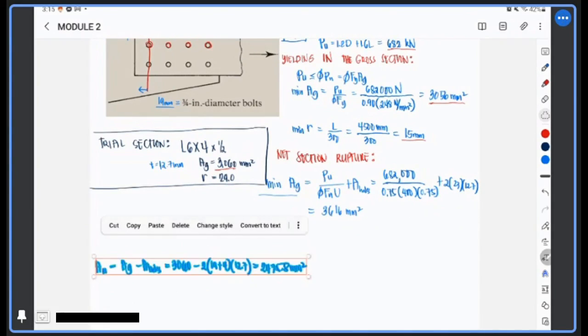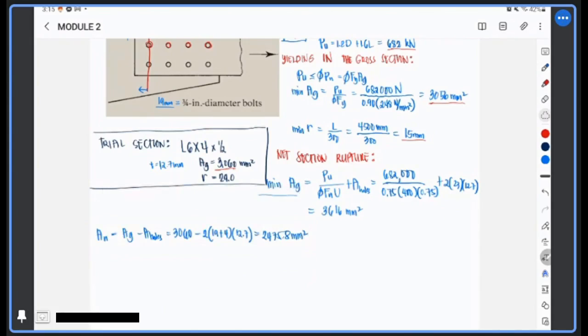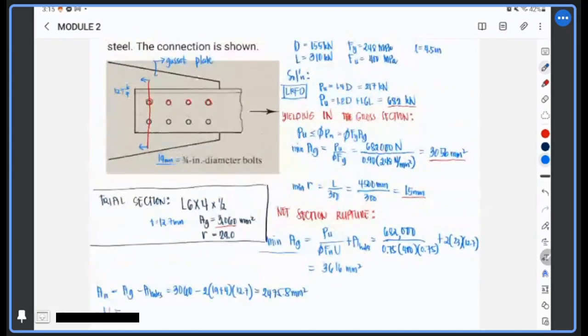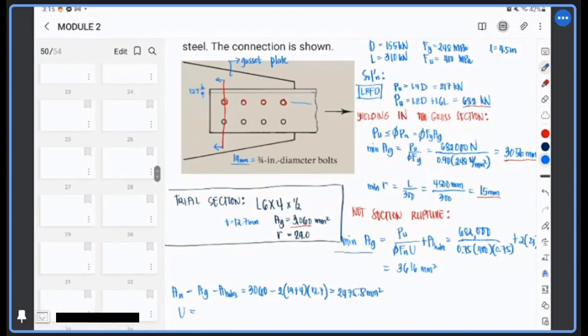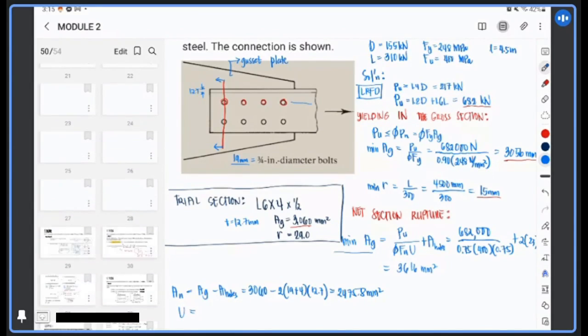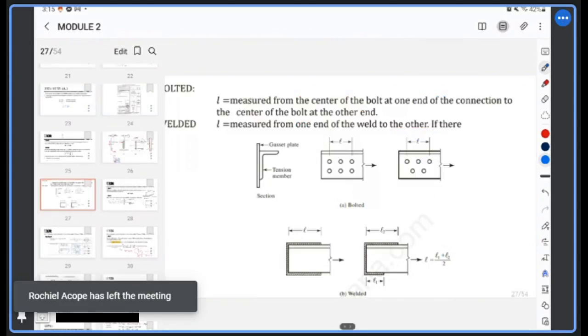Okay? Kasi, mali na to. Because hindi napapasa yung ating section. If we are to compute for the actual value of our shear lag factor U, okay? Anong i-consider natin? We have an angle that is connected on 4 bolts in a single line. Okay, so what case is that? We have to look for what the NSCP says for the computation of shear lag factor.